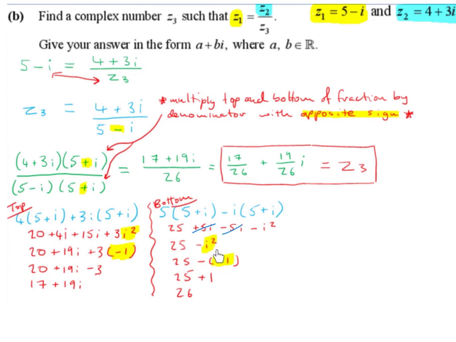Then I squared becomes minus 1, again with brackets around it. And minus times a minus is a plus, and we just bring down the 1. 25 plus 1 is 26. So this is now our new denominator, 26. Then we can break it down to be 17 over 26, that's our real part, plus 19i over 26, that's our imaginary part. So this is Z3.